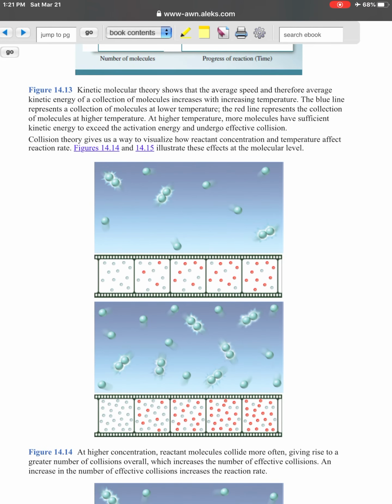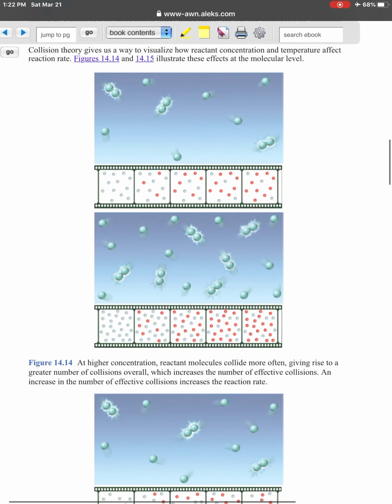Figure 14.14. At higher concentration, reactant molecules collide more frequently. They're just closer to each other on average, so they collide more frequently, giving rise to a greater number of collisions overall, which increases the number of effective collisions. An increase in the number of effective collisions increases the reaction rate, right? The more frequently they're colliding, the more often they're going to successfully produce a product. Faster reaction.